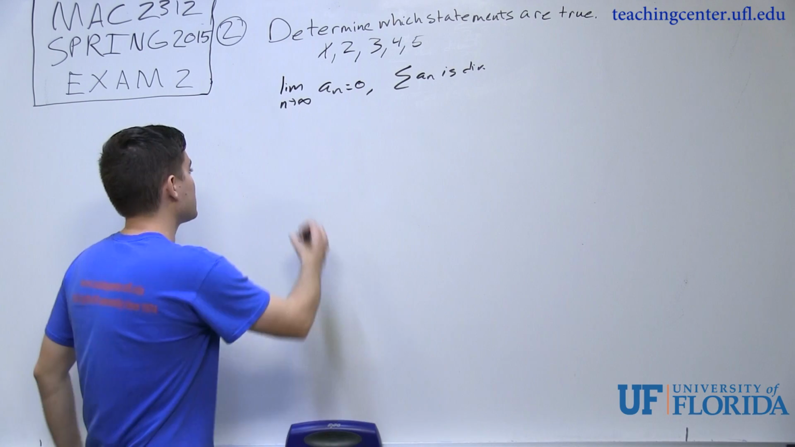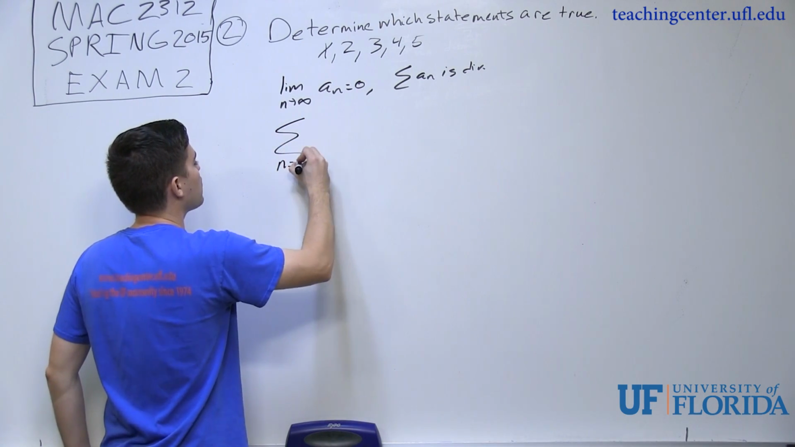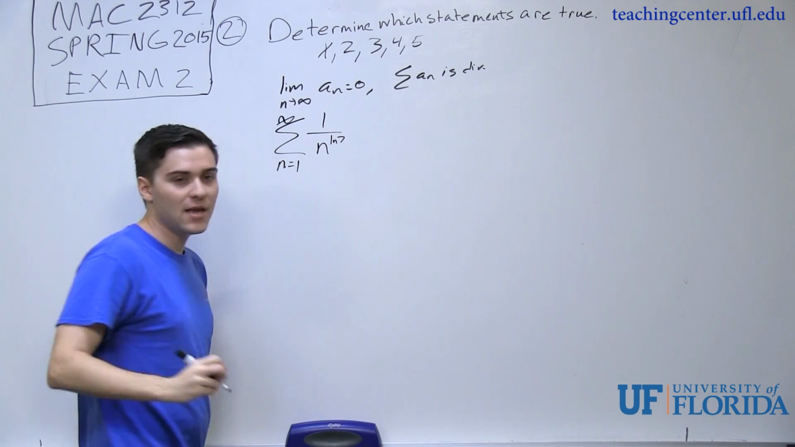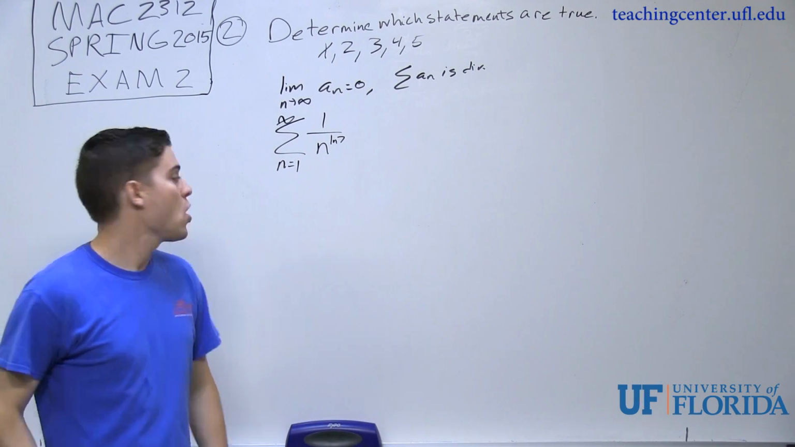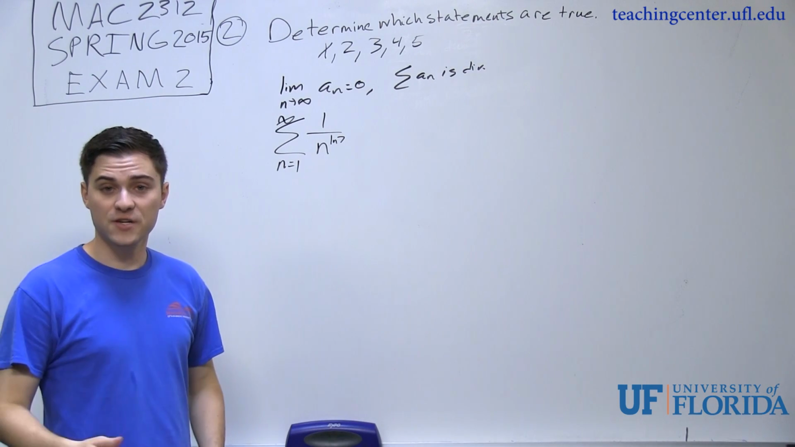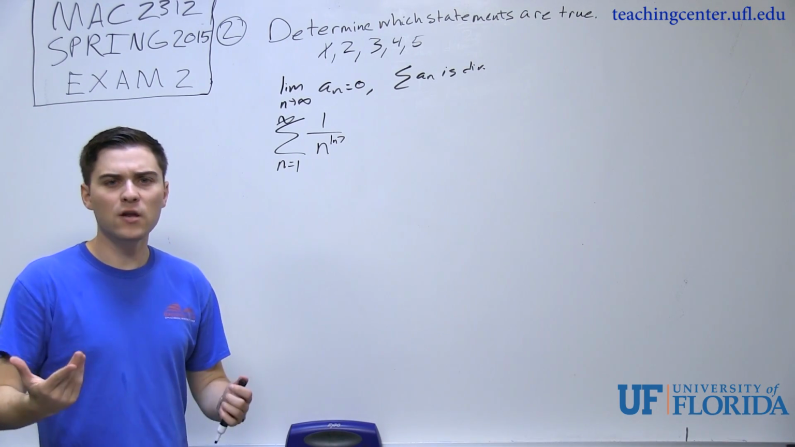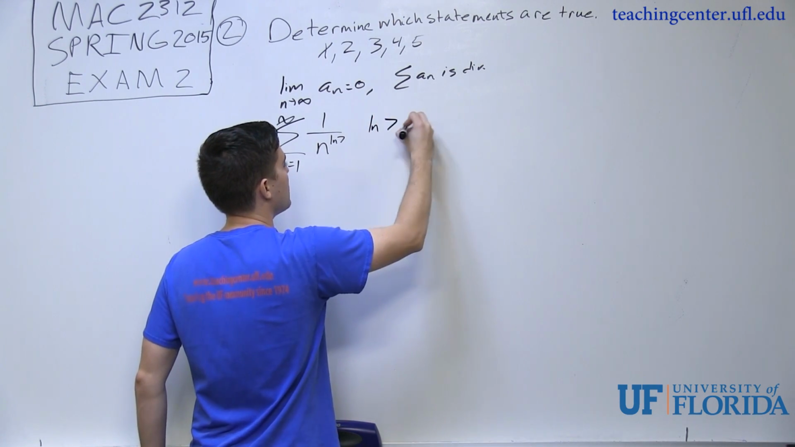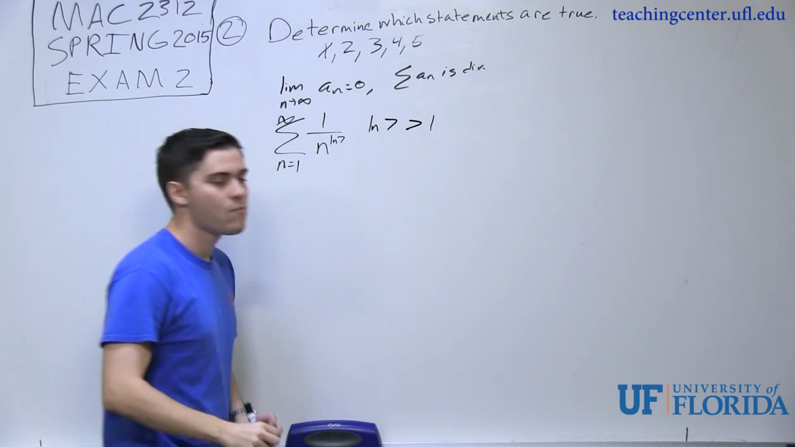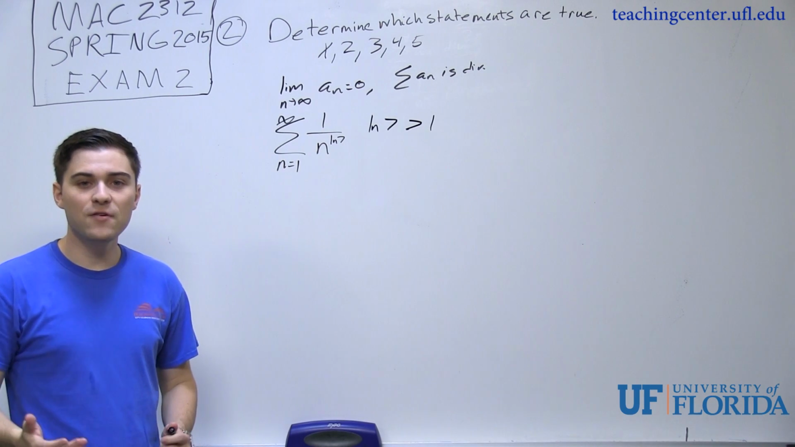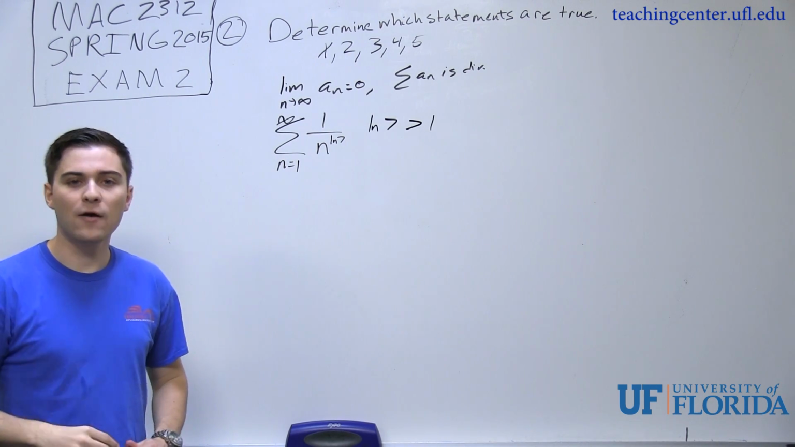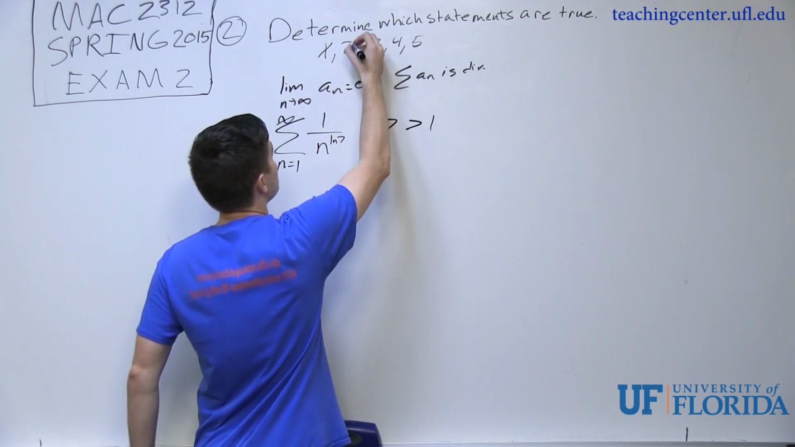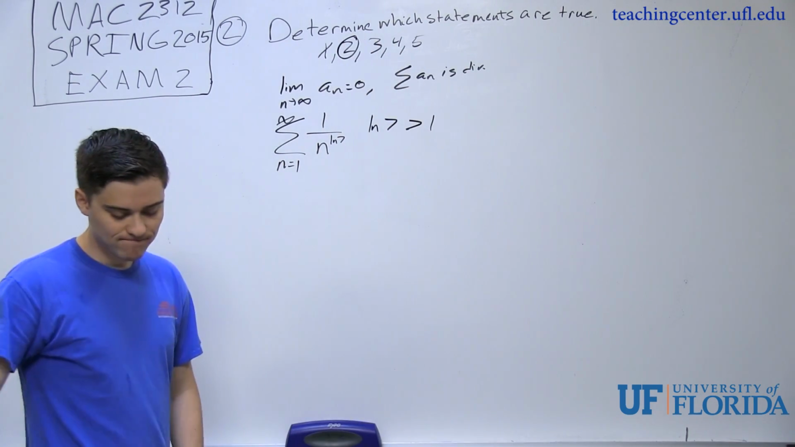The next statement says that if I have a series from n equals 1 to infinity of 1 over n to the natural log of 7, is that series convergent or divergent? Well, from what I see, we have a p-series test. We have 1 over n to a power. ln of 7 is just a constant. So the question is, is ln of 7 greater than 1? It is. ln of 7 is a little higher than 1, so it should definitely be convergent by p-series. So this statement is true.